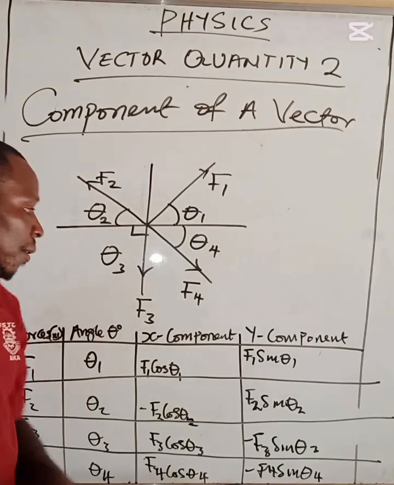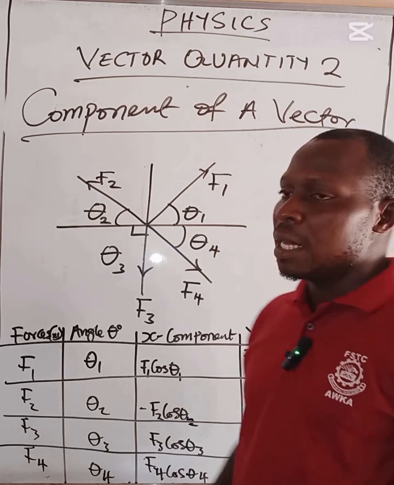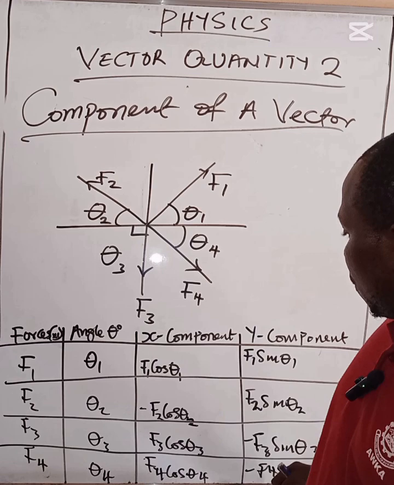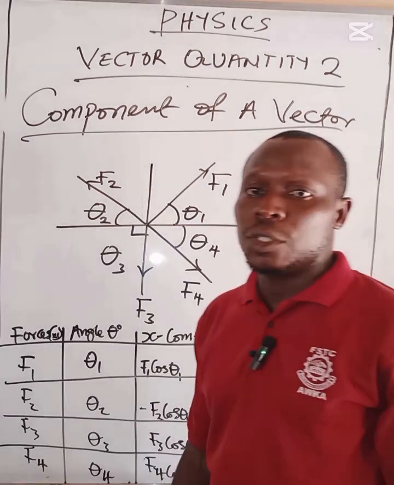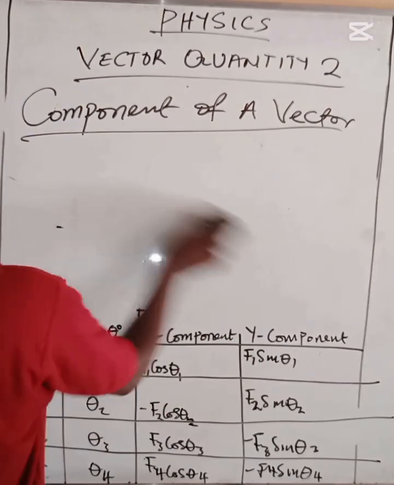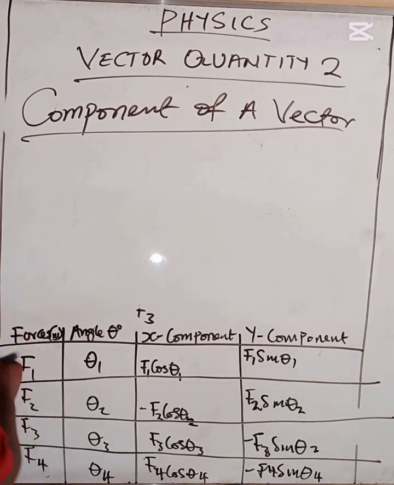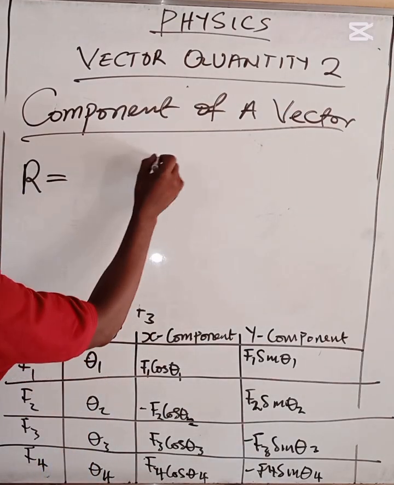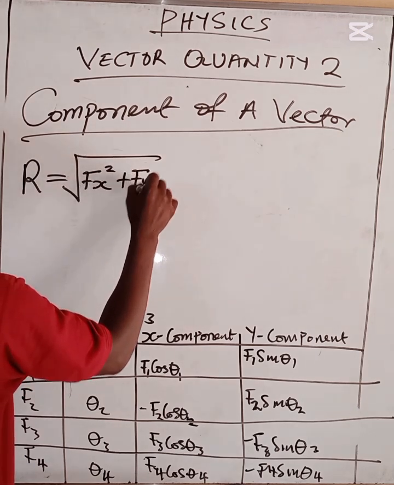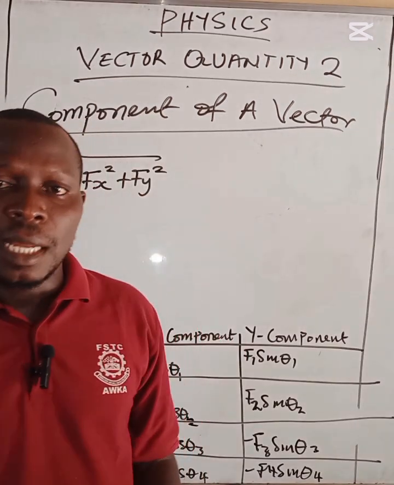If you have numerical values, the values of F and theta, you substitute and find your summation, summation Fx and summation Fy. Having done that, you now find your resultant using R equals the square root of Fx squared plus Fy squared. Having found that, you now use your trigonometric ratio to find the direction and you are done.